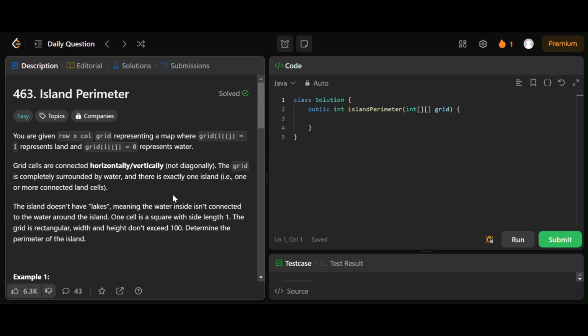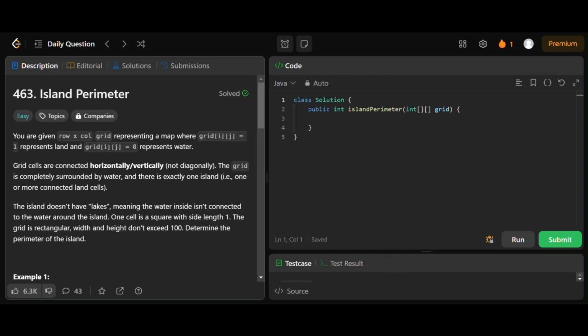Today I will be discussing problem 463, Island Perimeter. In this problem, you are given a grid representing a map, where grid[i][j] = 1 represents land and grid[i][j] = 0 represents water. Grid cells are connected horizontally and vertically, and the grid is surrounded by water and there is exactly one island. You have to find the perimeter of that island.